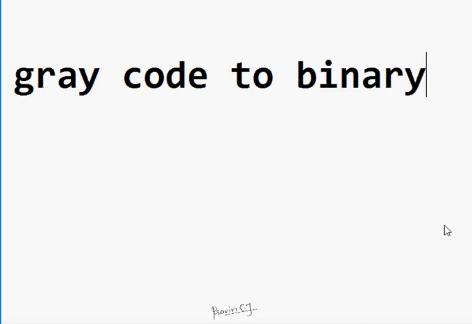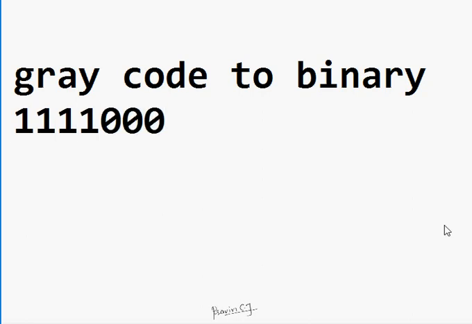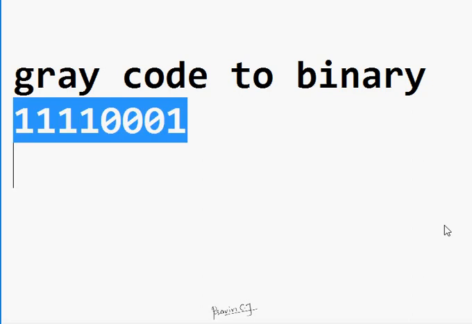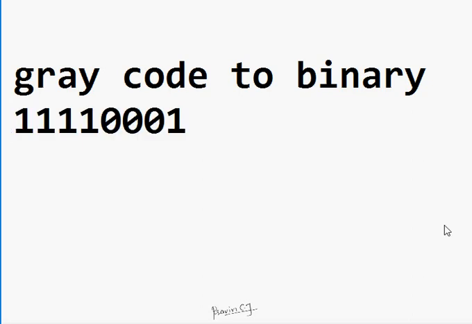Gray code to binary. Very simple thing. If a gray code is like this and you want to convert it to binary, or if a binary is there and you want to convert it to gray code, the steps are very simple. You just need to add this term.